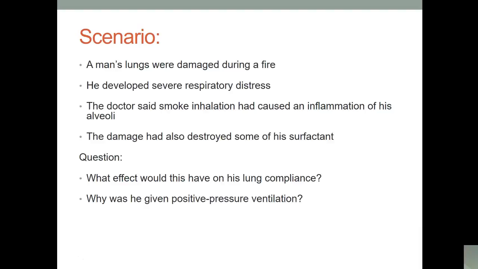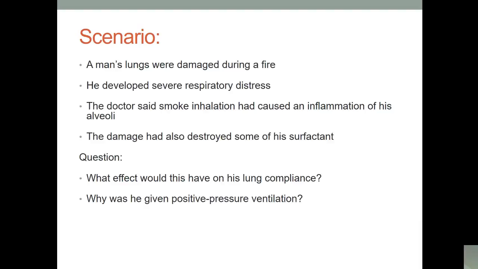Okay, let's go through a scenario here. A man's lungs were damaged during a fire. He developed severe respiratory distress. The doctor said smoke inhalation had caused an inflammation of his alveoli. The damage had also destroyed some of his surfactant. What effect do you think this would have on his lung compliance? And then, why was he given positive pressure ventilation? So let's think about it.